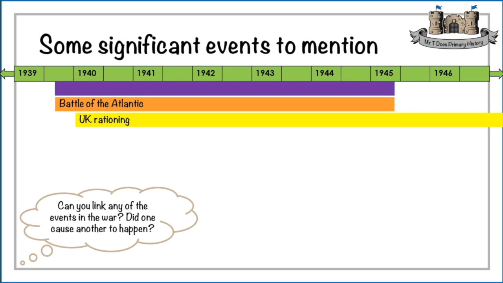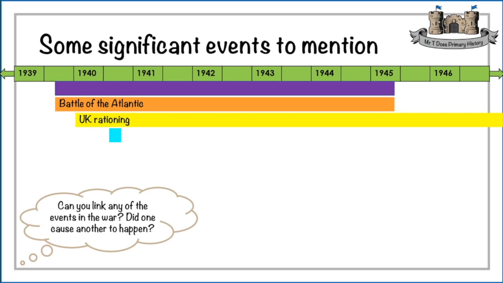Can you see how the Battle of the Atlantic and the reduced amount of food and equipment coming in would mean people couldn't have as much food? That's what we call cause and consequence. The cause of rationing was the Battle of the Atlantic. The consequence was that people didn't have access to as much food. It's a really interesting thing to have a look at. Feel free to research that yourselves. Have a look at some more events then.